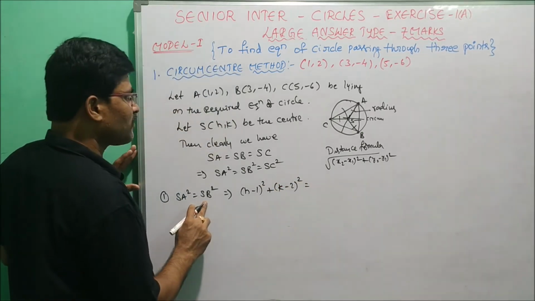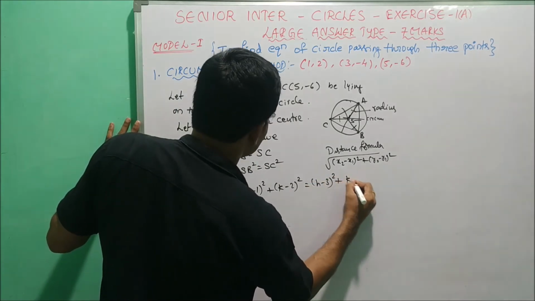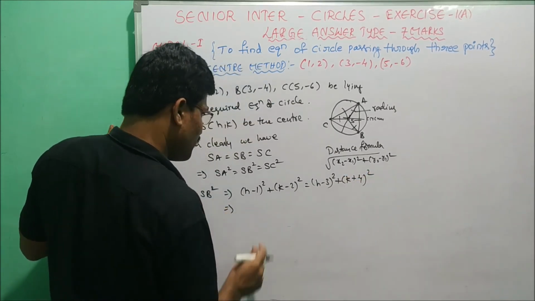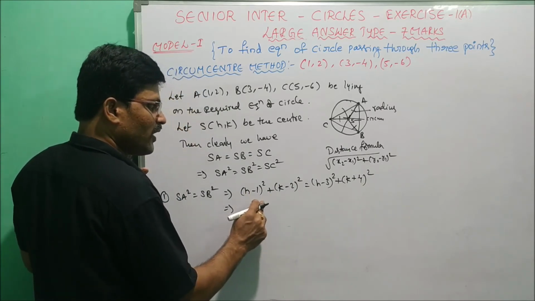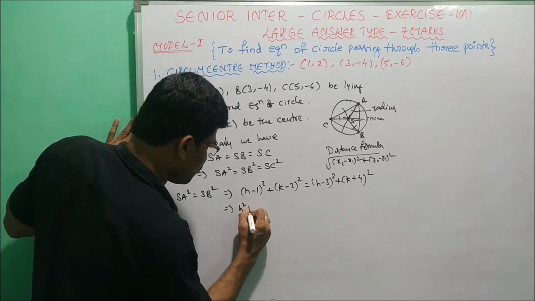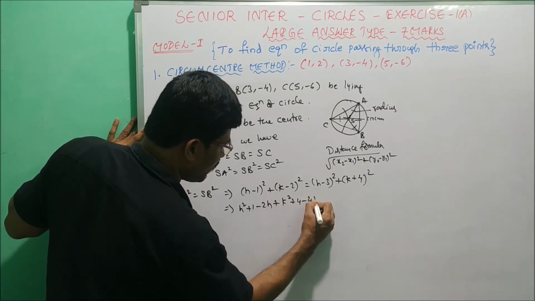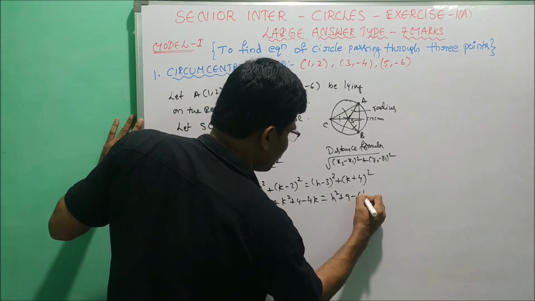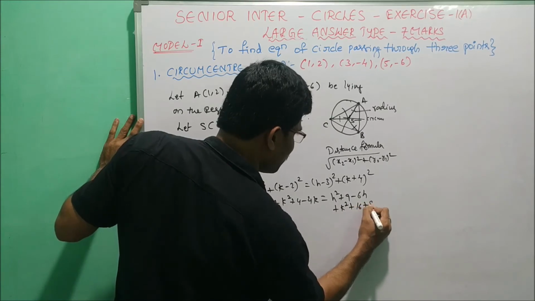On the right side is SB square: (h minus 3) whole square plus (k minus of minus 4, that is k plus 4) whole square. Now it can be simplified using the (a minus b) whole square and (a plus b) whole square formulas. So this is h square plus 1 minus 2h plus k square plus 4 minus 4k. On the right side, h square plus 9 minus 6h plus k square plus 16 plus 8k.